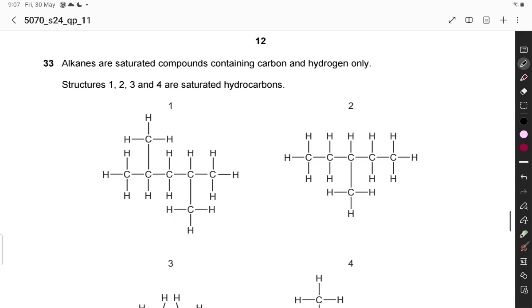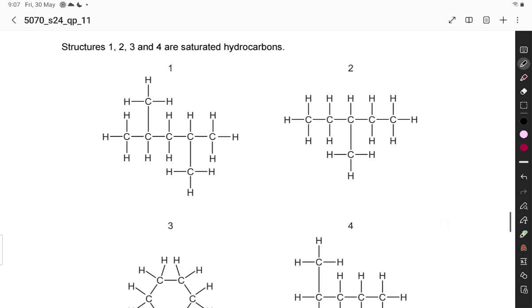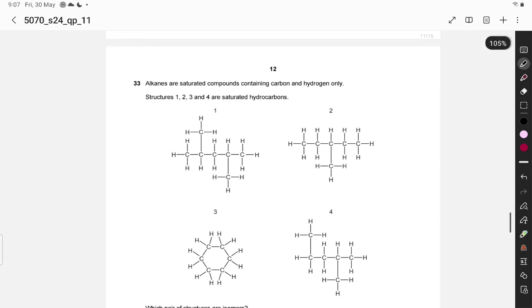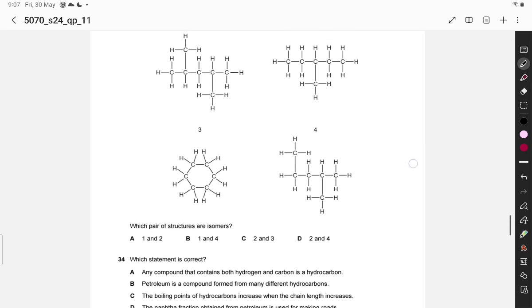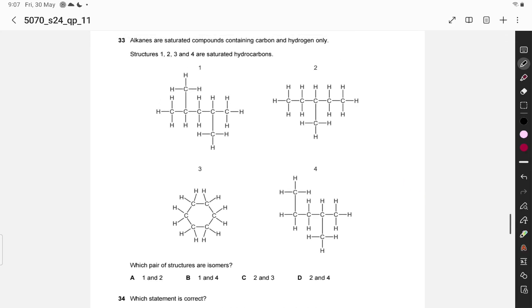Alkanes are saturated compounds containing carbon and hydrogen only. Structures 1, 2, 3 and 4 are saturated hydrocarbons. Which pair of structures are isomers? First count the number of carbon atoms in each case, then check which is an isomer.